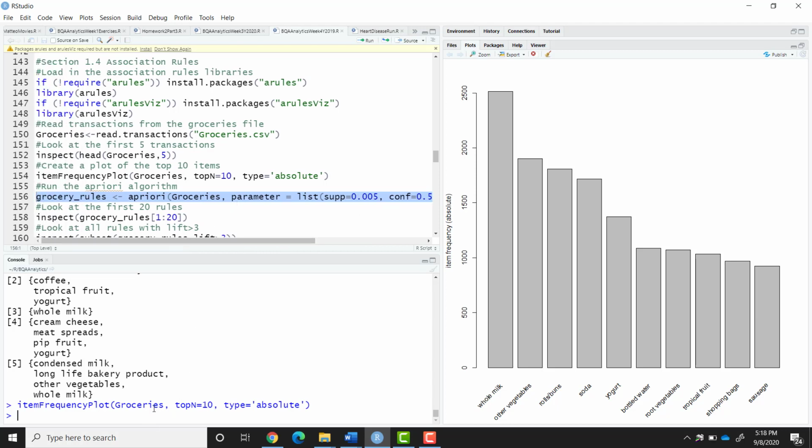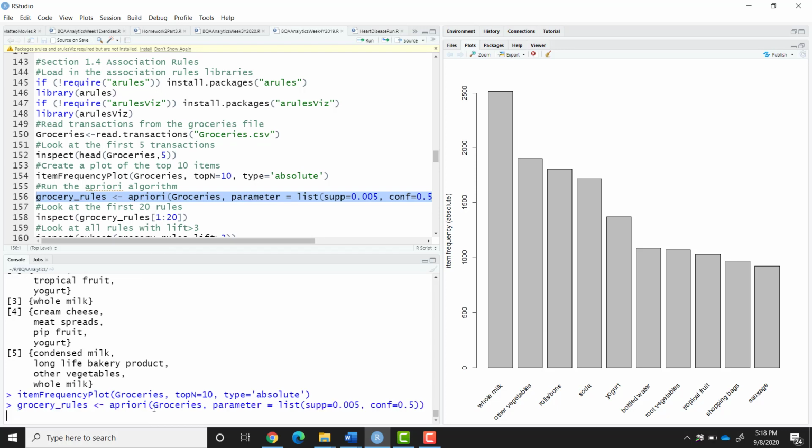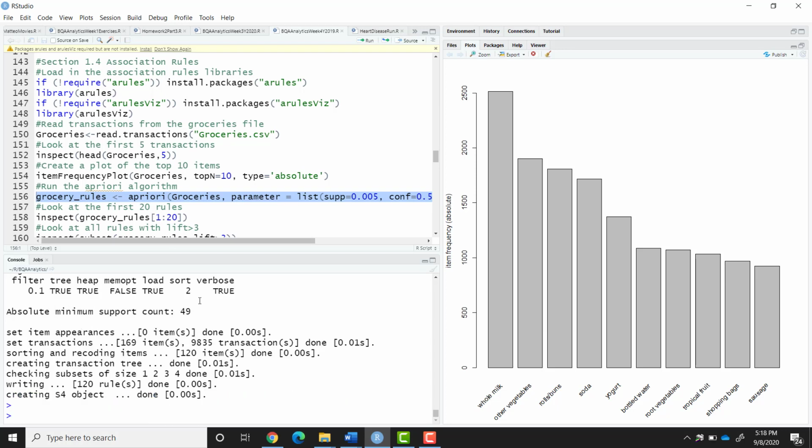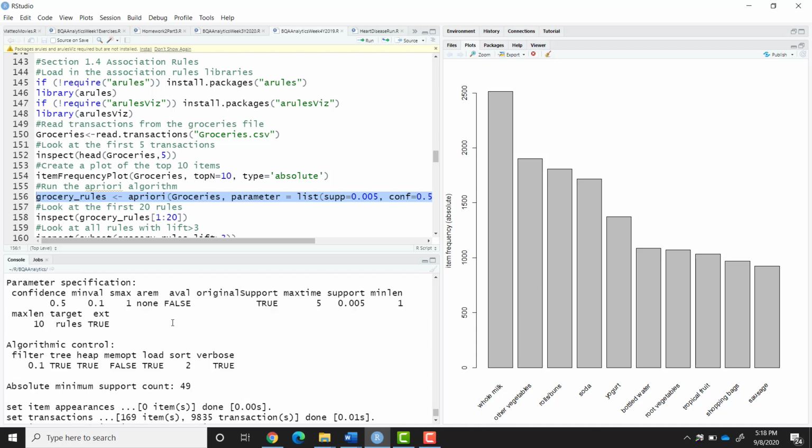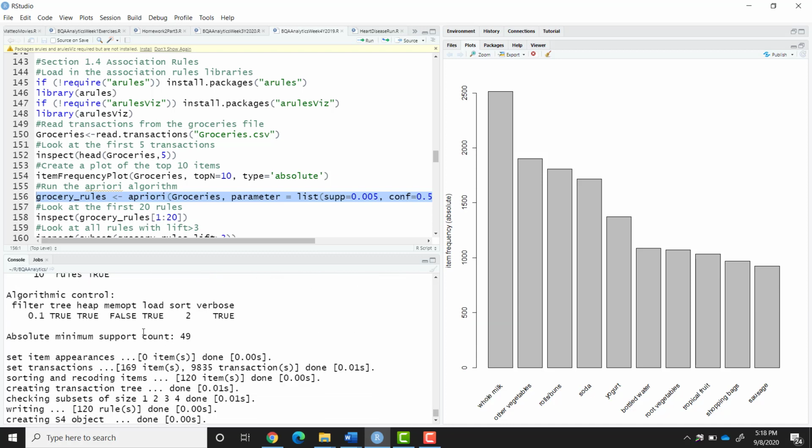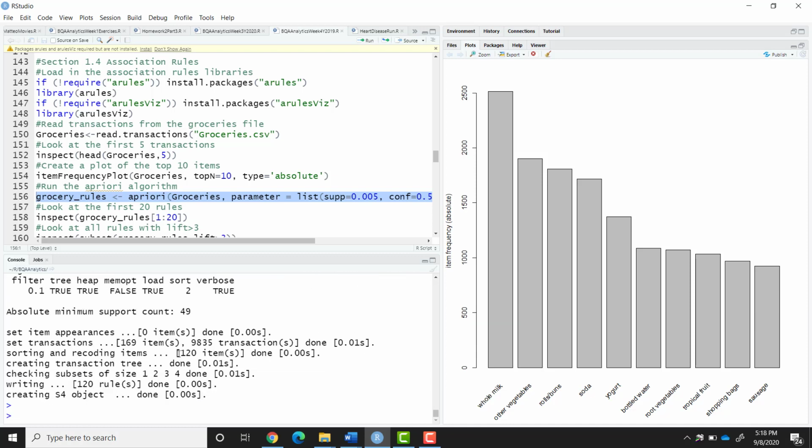The higher the value we make these, the smaller the number of frequent item sets. So this tells you a little bit about it. It tells you how long it took, how many items we've chosen, and how many rules. So we have 120 rules here. And then we can inspect the output. So we can look at the first 20 rules.